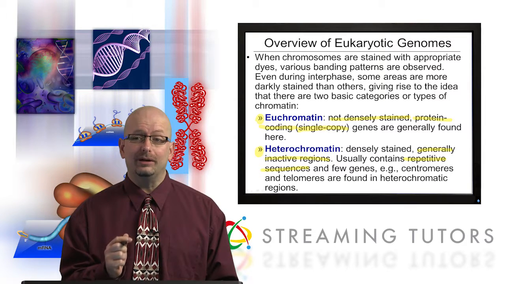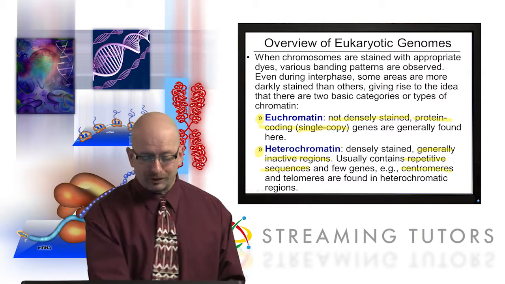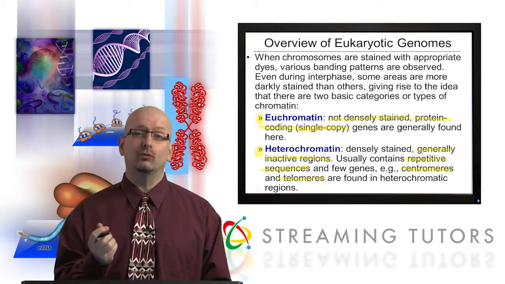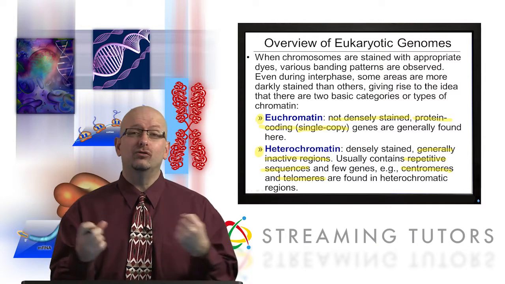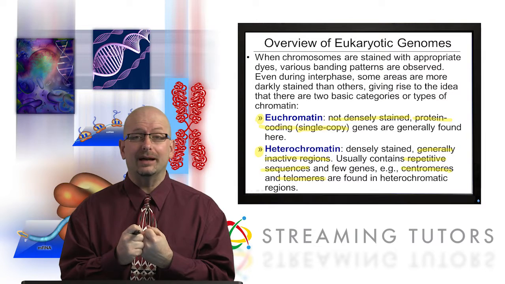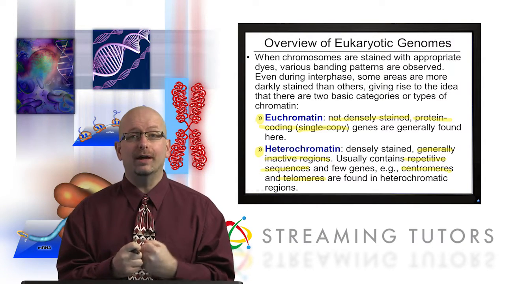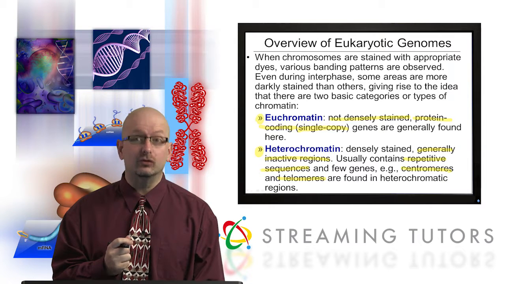So usually, and we're going to spend a good amount of time on this, they contain repetitive sequences and not so many genes. So to make a connection to something we've already discussed, centromeres and telomeres are both found in heterochromatic regions. We know that centromeres and telomeres have functions, but generally speaking, they're certainly not something that's getting actively transcribed all the time. They have a different type of function. So euchromatin versus heterochromatin.